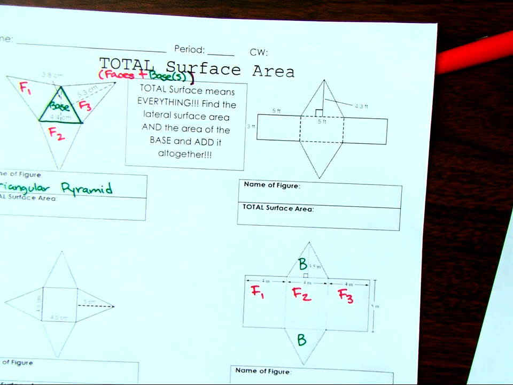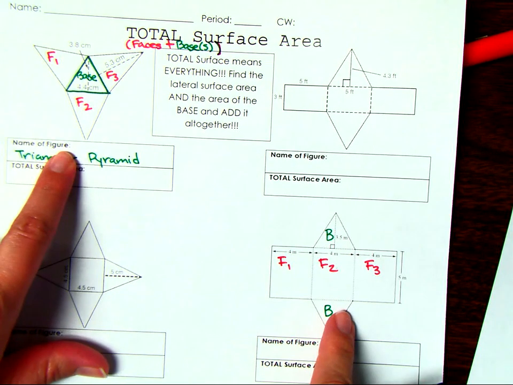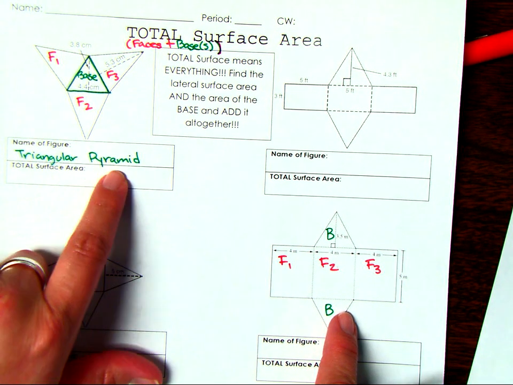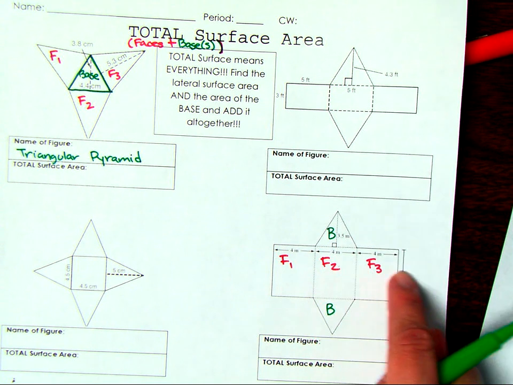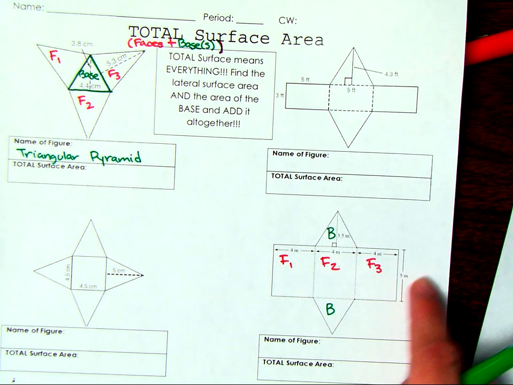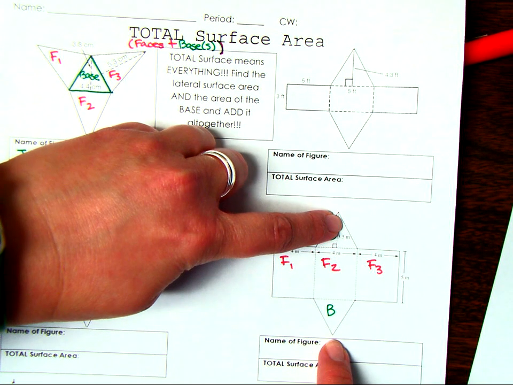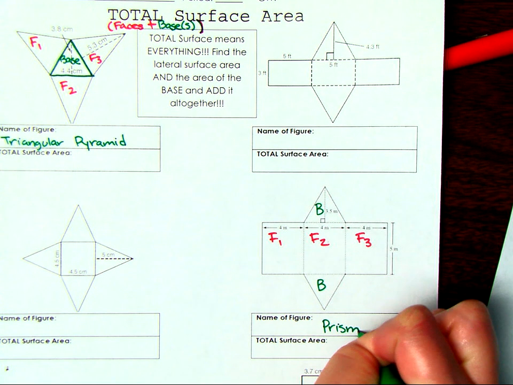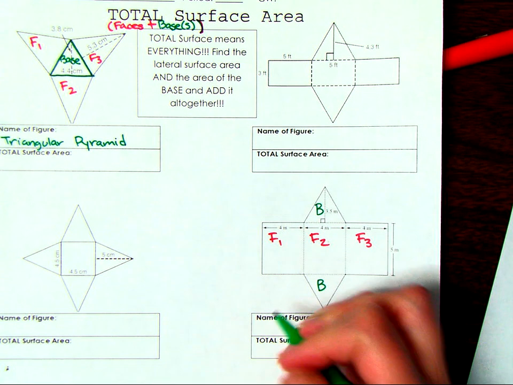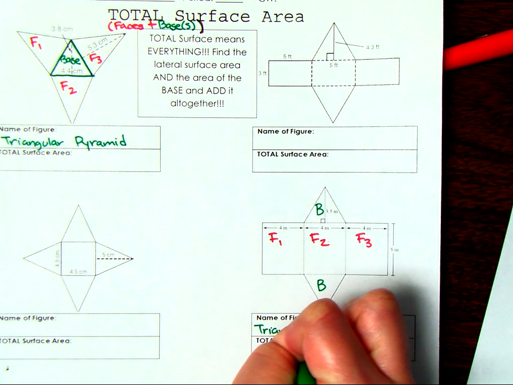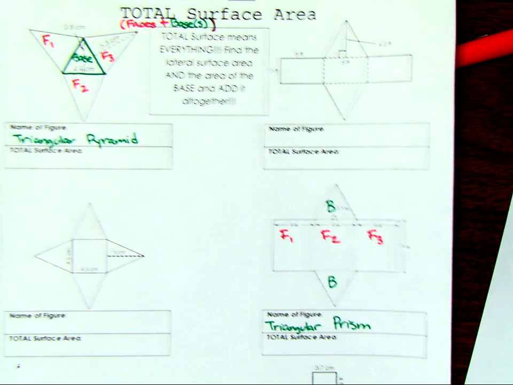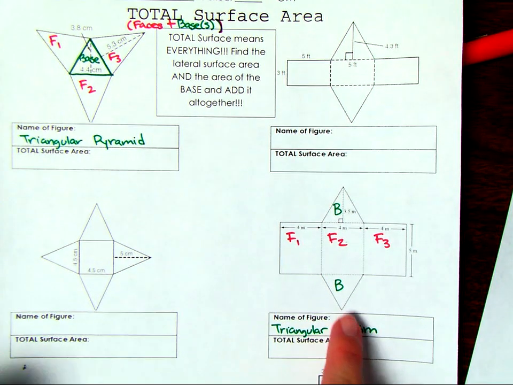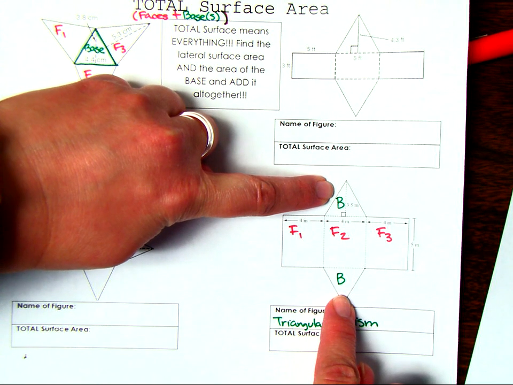Okay, so something to think about. This is the difference between them. If all the other shapes are around that shape in the middle, it's going to be a pyramid. If the rectangles are all next to each other side by side and you have two shapes off to the side, that's going to be a prism. So because these bases are triangles, this is a triangular prism. So something to think about. In a pyramid, your base is always in the middle. In a prism, your bases are always off to the side.